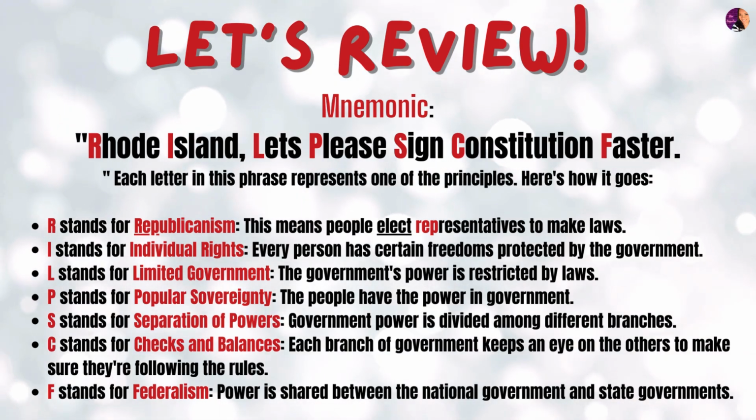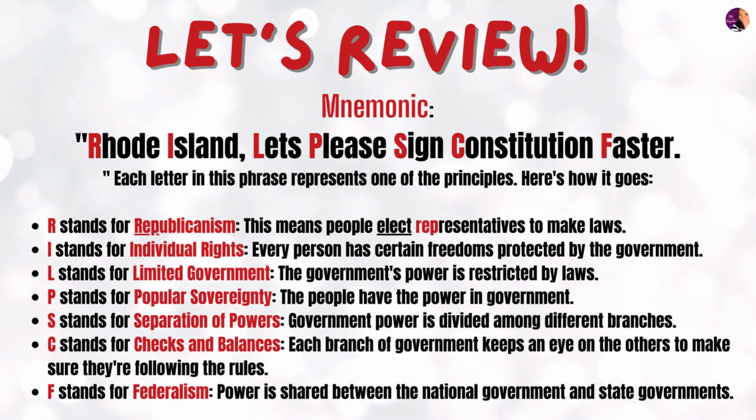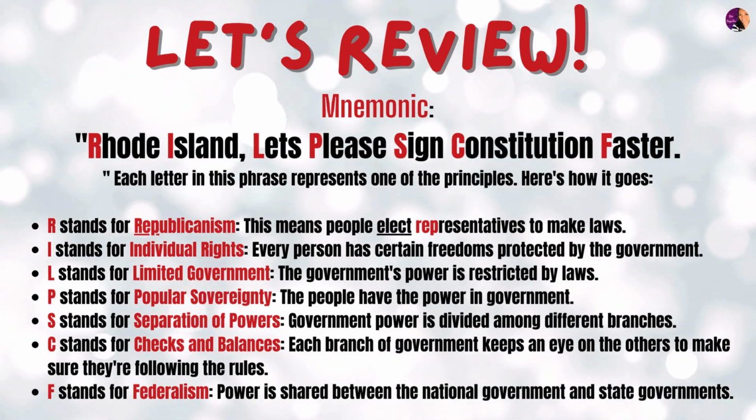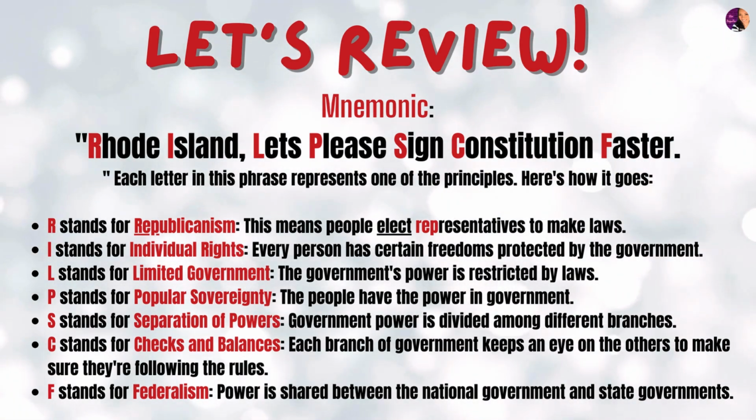C stands for checks and balances. Each branch of government keeps an eye on the others to make sure they're following the rules. And F stands for federalism. Power is shared between the national government and the state governments.